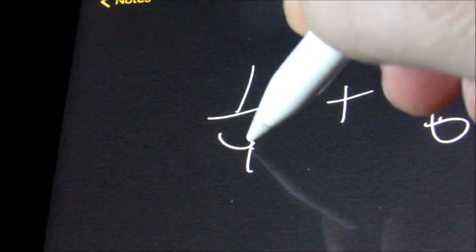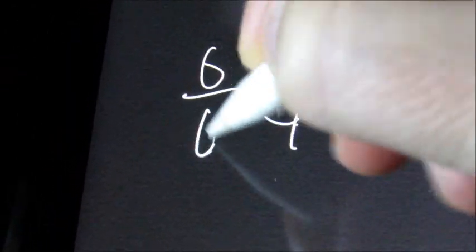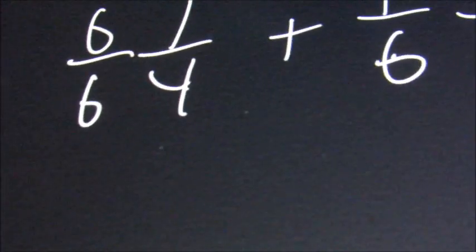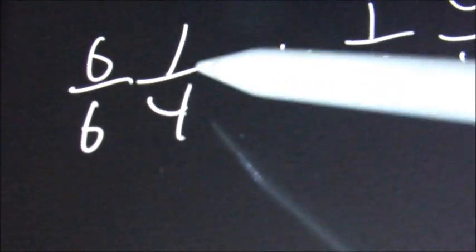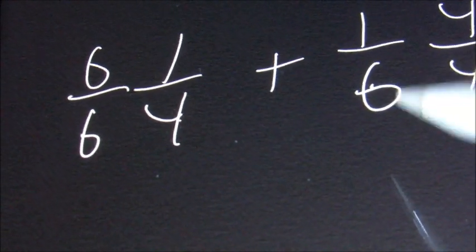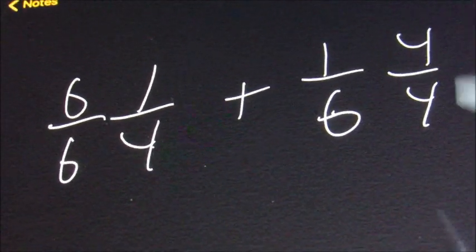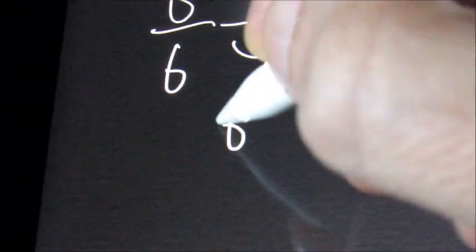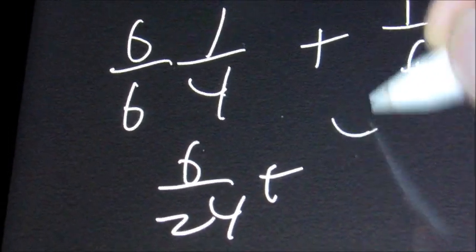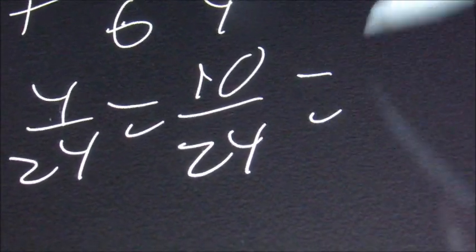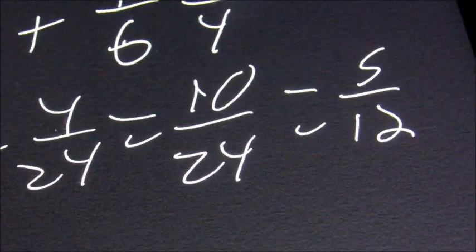That one will work. So 4 will go into 24 6 times. So multiply that by 6 over 6. Multiply this one by 4 over 4. If you notice, what I'm doing is multiplying the first fraction by the second one's denominator over itself, and the second fraction by the first denominator over itself. Now when I do this, I'm going to have 6 over 24 plus 4 over 24. Add those and get 10 over 24. But now I do need to simplify, divide both by 2, and get 5 over 12.